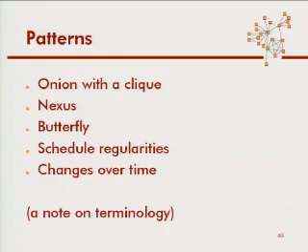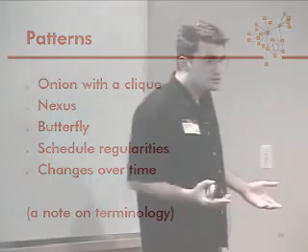What I've done now is I've showed you a series of different patterns. I showed you this way back, the onion with the clique, and I showed you this nexus pattern in which one person was connected in a number of different contexts. I showed you a butterfly and talked about how sometimes that can be broken out over time. And I showed you both schedule regularities and changes over time.